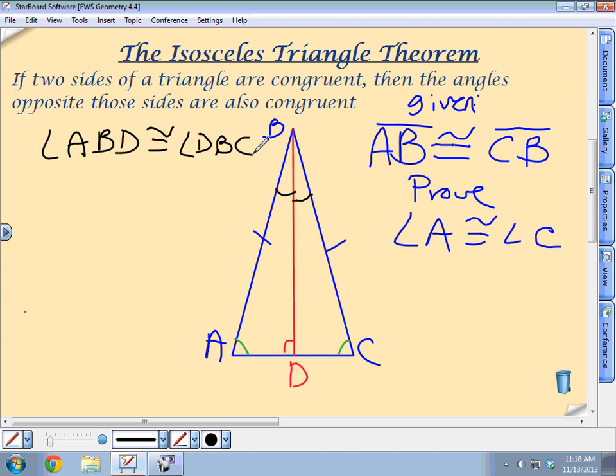I'm sorry, because of what? Definition of bisector. Definition of an angle bisector. Okay, so if I have this congruent to this, and these are congruent, and these are congruent, then what can I say next? BD is congruent to BD because of the reflexive property. And you have a side angle side.